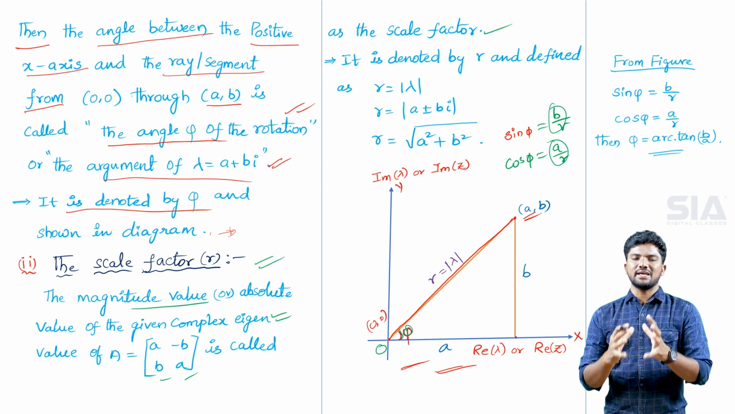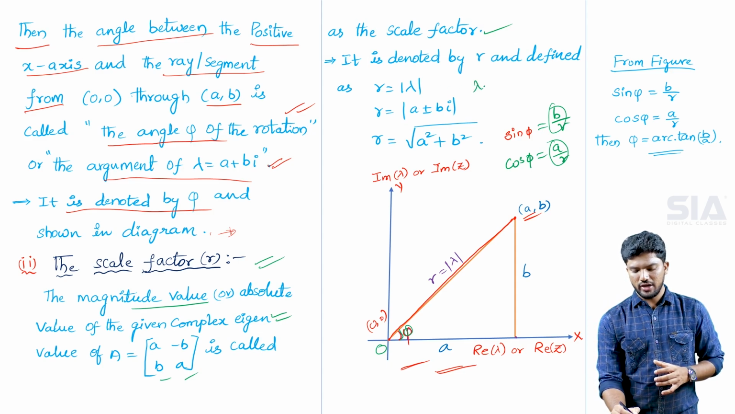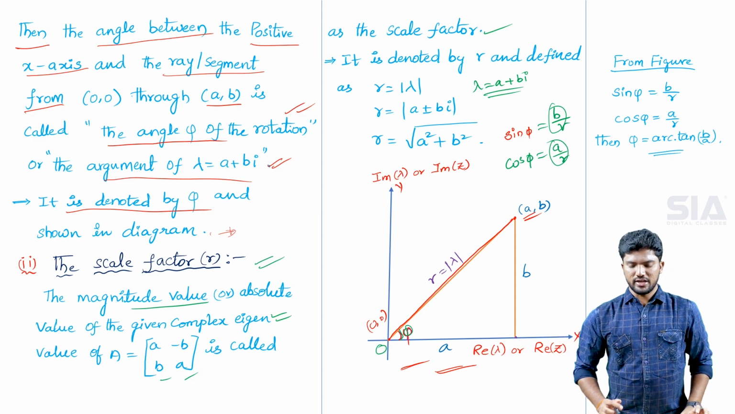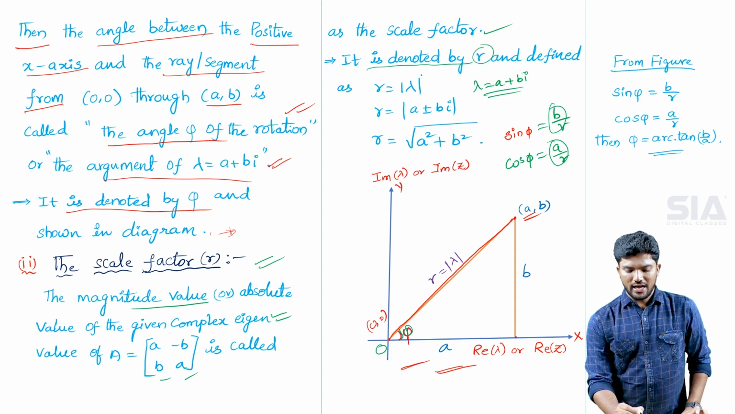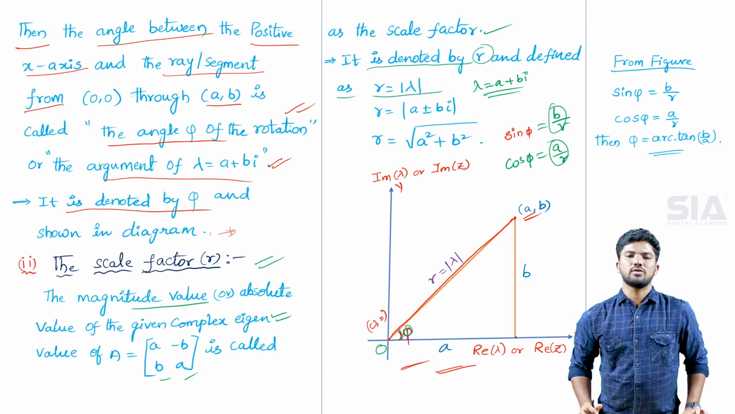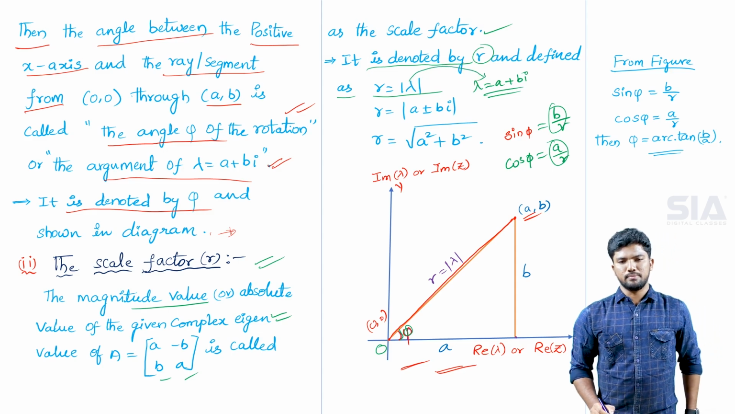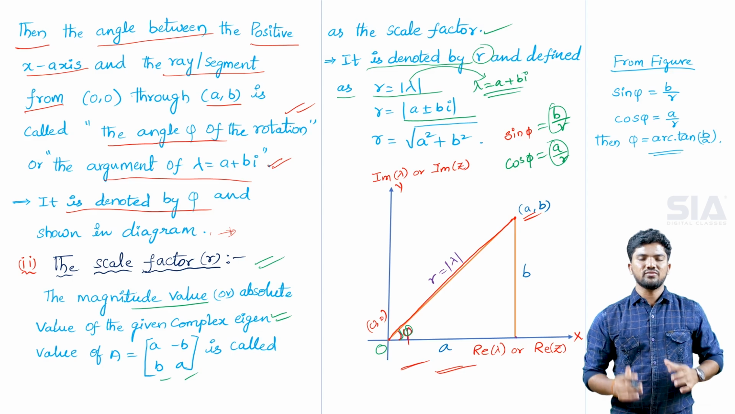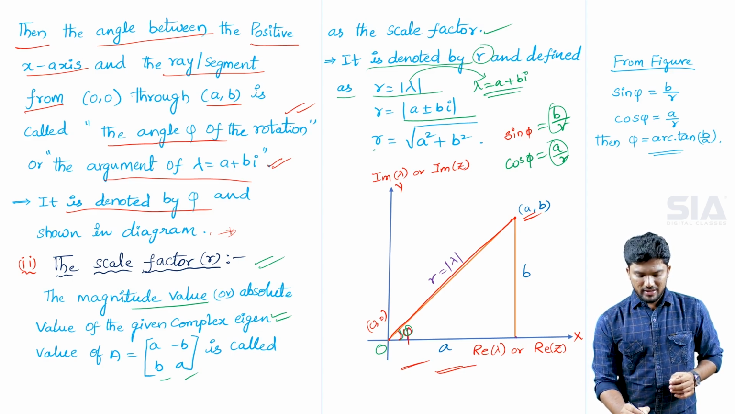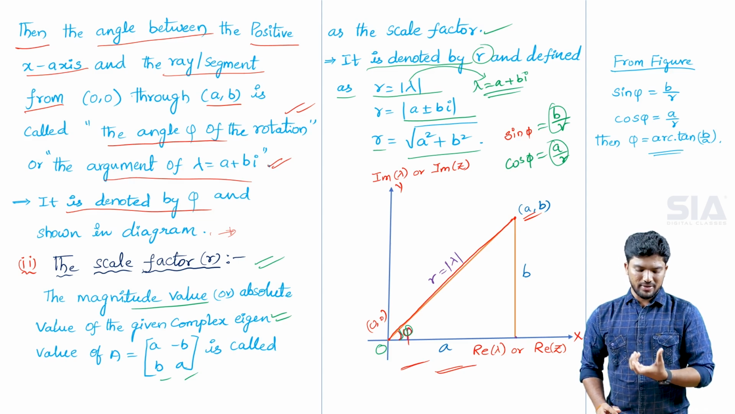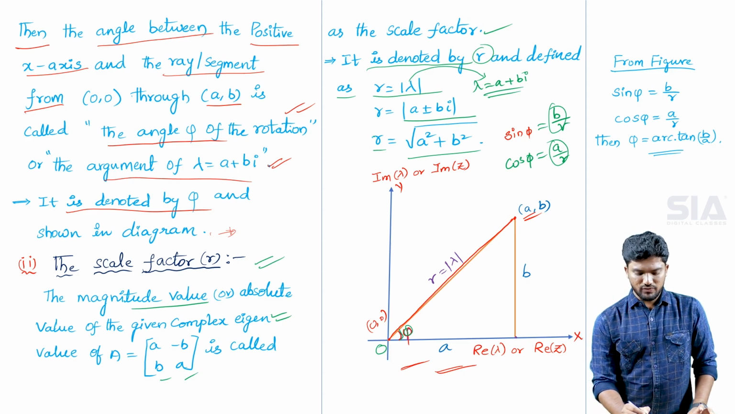So whenever you take a complex eigenvalue, for example lambda equal to a plus ib, to find its real value we can apply the modulus on both sides. It is denoted by small r and defined as small r equal to mod lambda, where lambda is the complex eigenvalue a plus bi. So small r is equal to mod of a plus bi. You know very well the formula, small r equals the square root of a squared plus b squared, where a, b are any two real numbers. In this format we can find the formula for the scale factor.